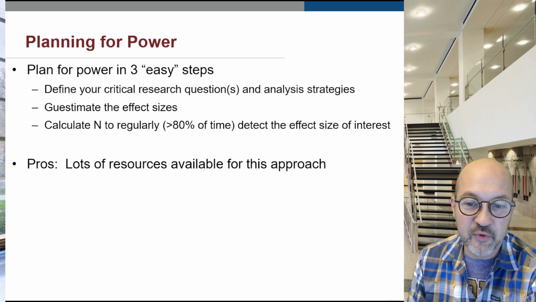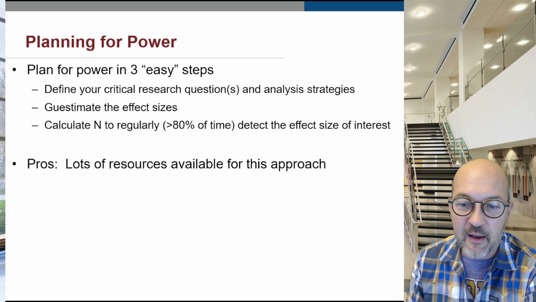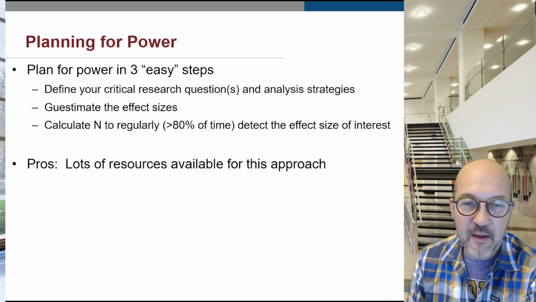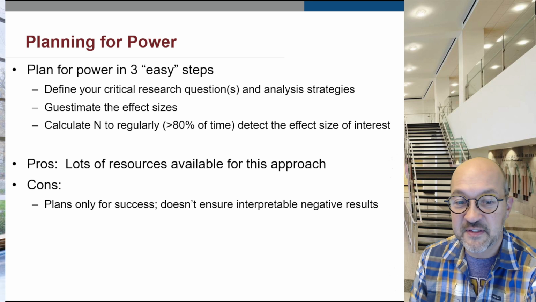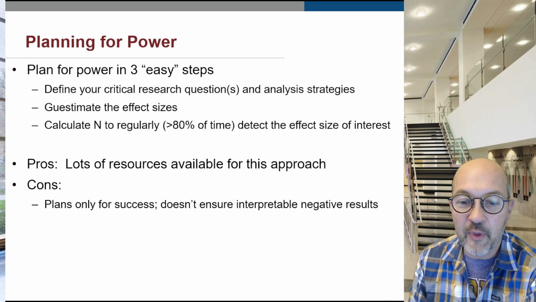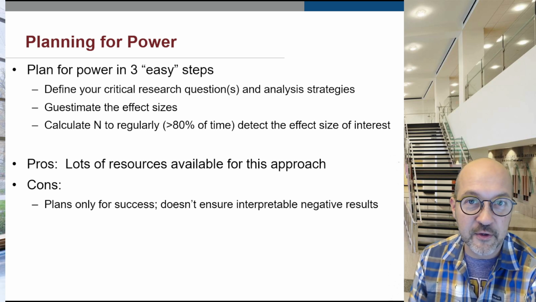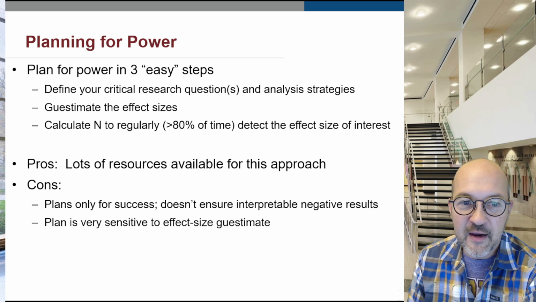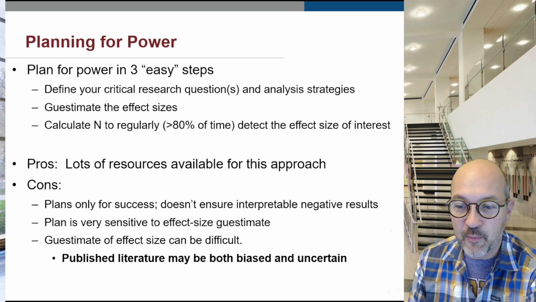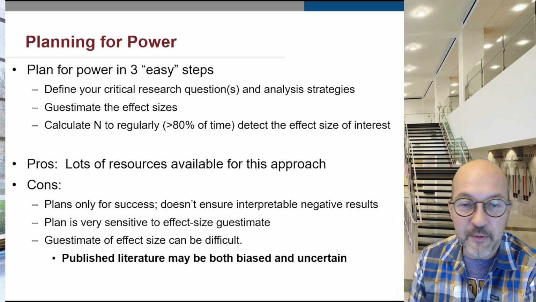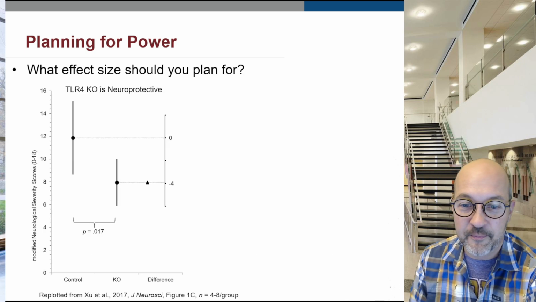There are lots of good tools out there for power calculations that can help you do this type of analysis. But unfortunately, there are also some problems with this approach. First, planning for power helps you determine what it will take to succeed. It doesn't help you plan how to rule out an effect or to show that your negative results are interpretable. Second, the plan is very sensitive to your effect size guesstimate. Third, developing an effect size guesstimate is really tricky. The effect sizes that we find in the published literature are likely to be both biased and uncertain.